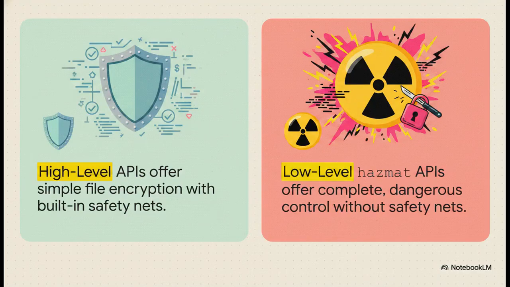And this brings us to a massive difference in how code is written: high-level versus low-level APIs. High-level APIs give you basic file encryption with built-in safety nets. But when coding complex ransomware, hackers often bypass those safety nets completely. They go for low-level APIs, literally called hazmat, or hazardous material, in Python. This grants them absolute, dangerous control over the cryptographic internals. No safety nets, just surgical control, making the resulting ransomware incredibly tough to crack.